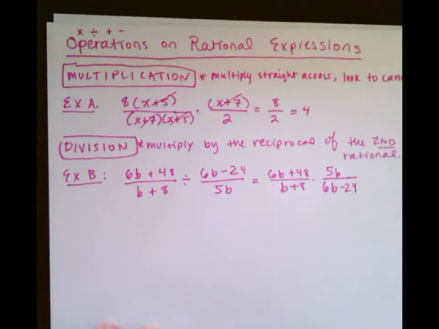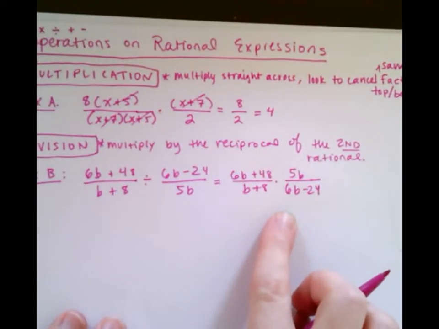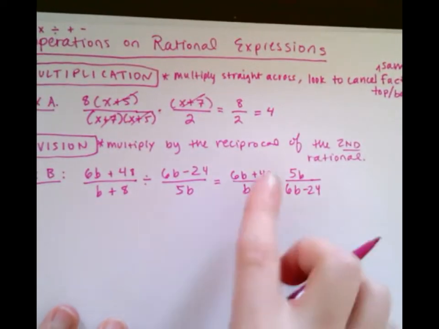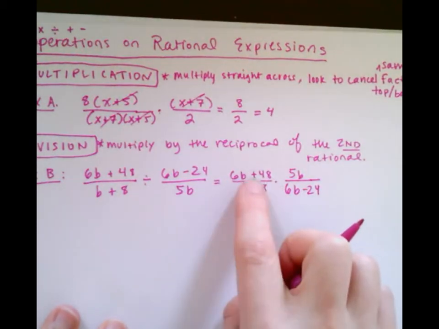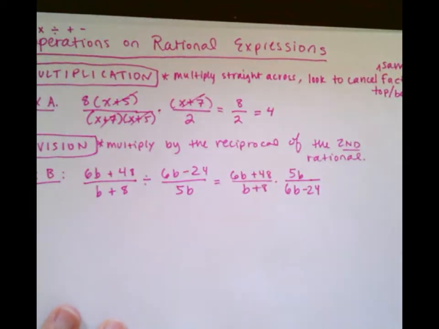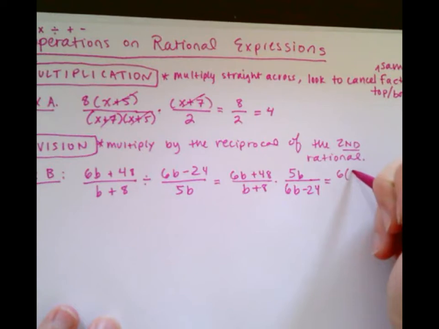Okay, so I see a lot of 6's. I'm thinking that maybe some things will cancel here. It's hard to tell, so the key would be to factor top and bottom as much as I can. I think there's probably a GCF on the numerator here and a GCF on the denominator here. So 6 goes into 48 8 times, right? So I have 6 on the outside and then b plus 8. I have a b plus 8 on the bottom. That's looking like something I'm going to cancel. Then I have a 5b, and here I have a 6 and a b minus 4.